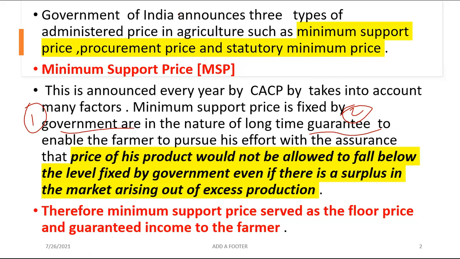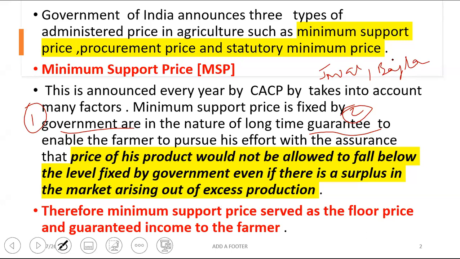I told, if the price of the agricultural product falls below the market price, government will buy the product from the farmer. That is the meaning of minimum support price. Generally government announces minimum support price. If you watch news programs on TV, sometimes this announcement comes: government has announced a support price for rice, wheat, jowar, bajra, all those items.